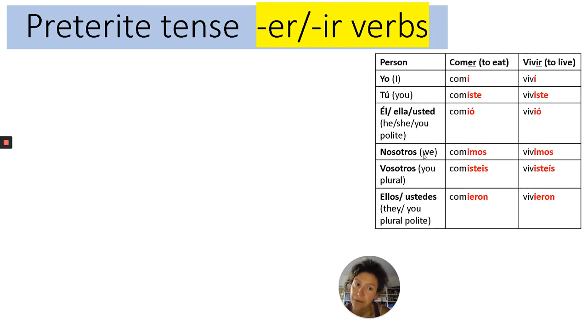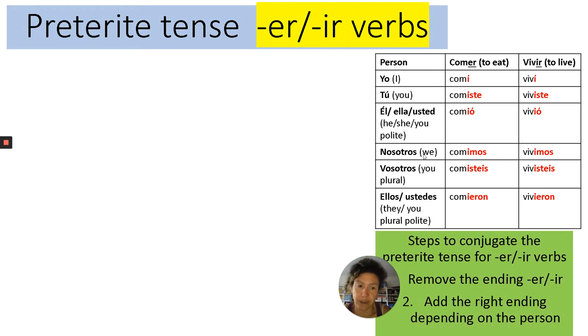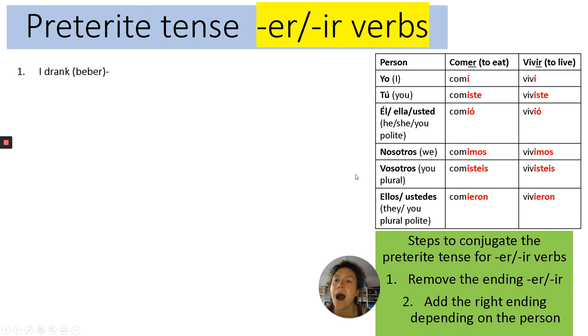Well, you can see I've got there your grid with the ending. So just check that you've got them in front of you and you've got the steps, how we know them. Let's start with the first one. I drank, beber. Pause. Bebí. I removed the ending, which is ER, and I added the E because that's the ending for I.